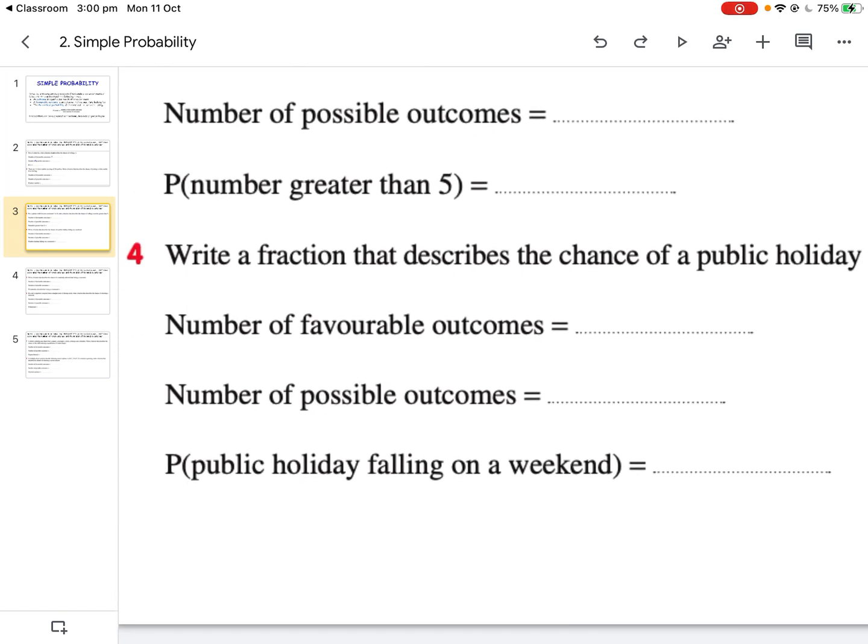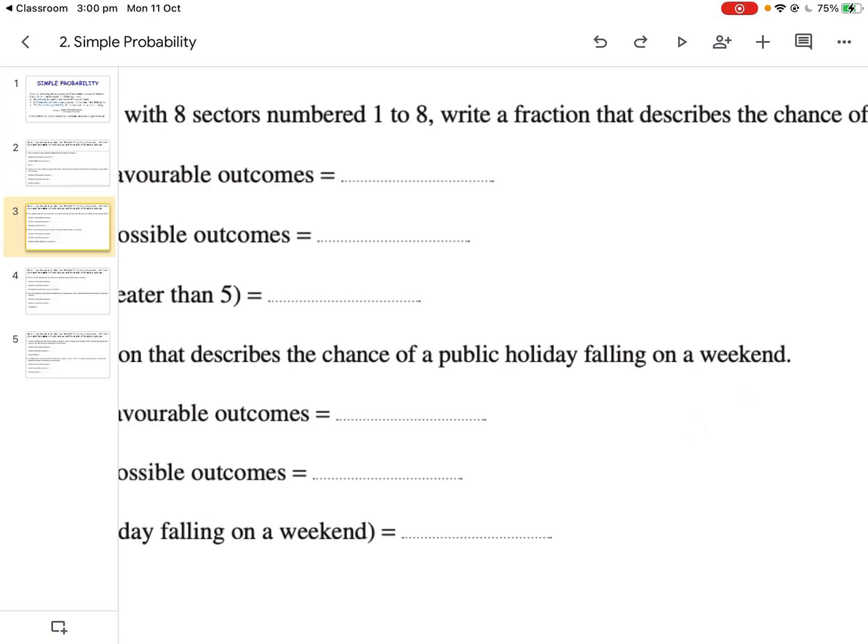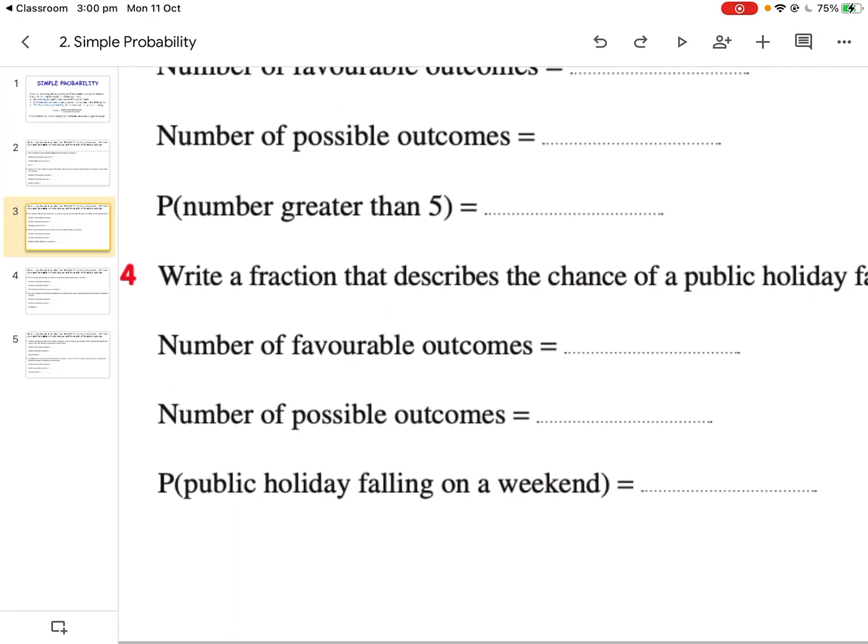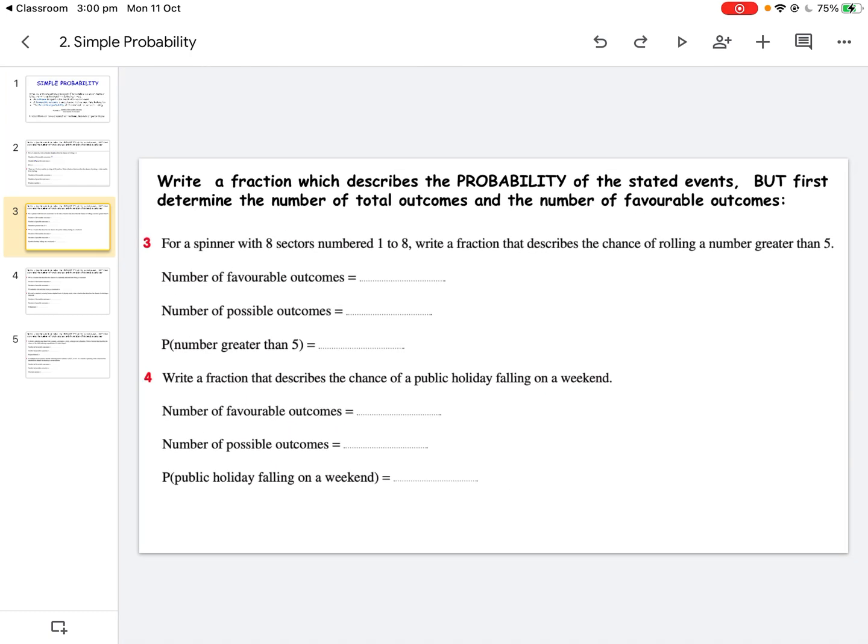Question number 4. Write a fraction that describes the chance of a public holiday falling on a weekend. How many days are weekend days? The number of favourable outcomes is 2. Number of possible outcomes, how many days of the week are there? There are 7 in total. So a public holiday falling on a weekend would be 2 over 7.